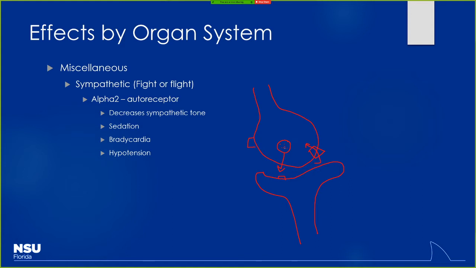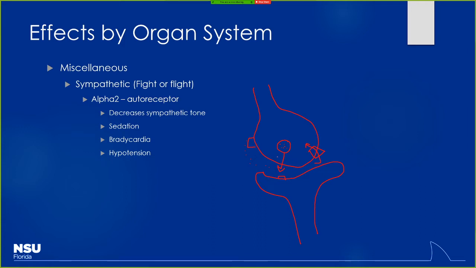But what shuts down further release of neurotransmitters from these vesicles here? Well, you have these little autoreceptors that reside on the side here of the presynaptic nerve. And once these get activated, it kind of says, okay, we've got enough neurotransmitter being released around here. Let's go ahead and shut off further release.